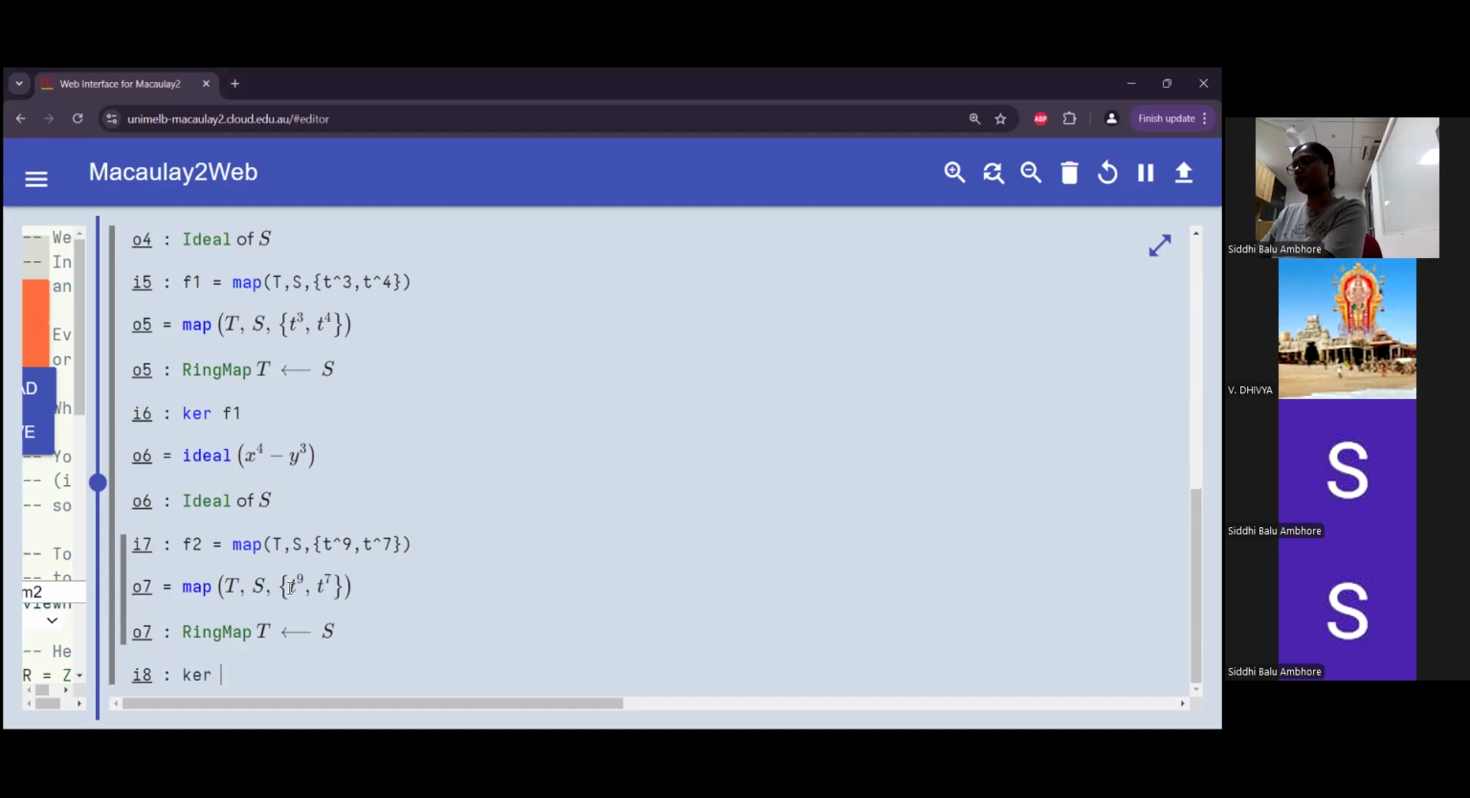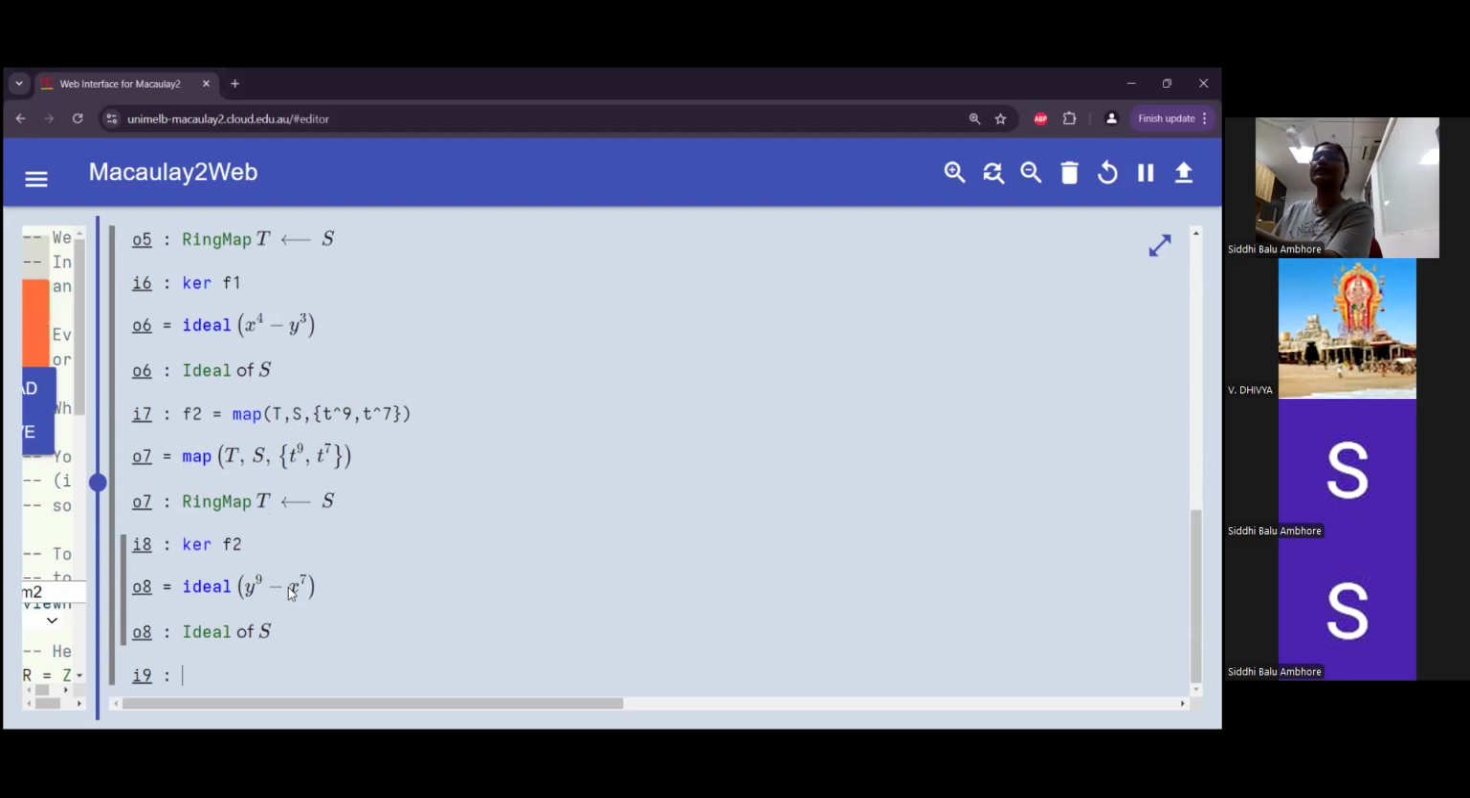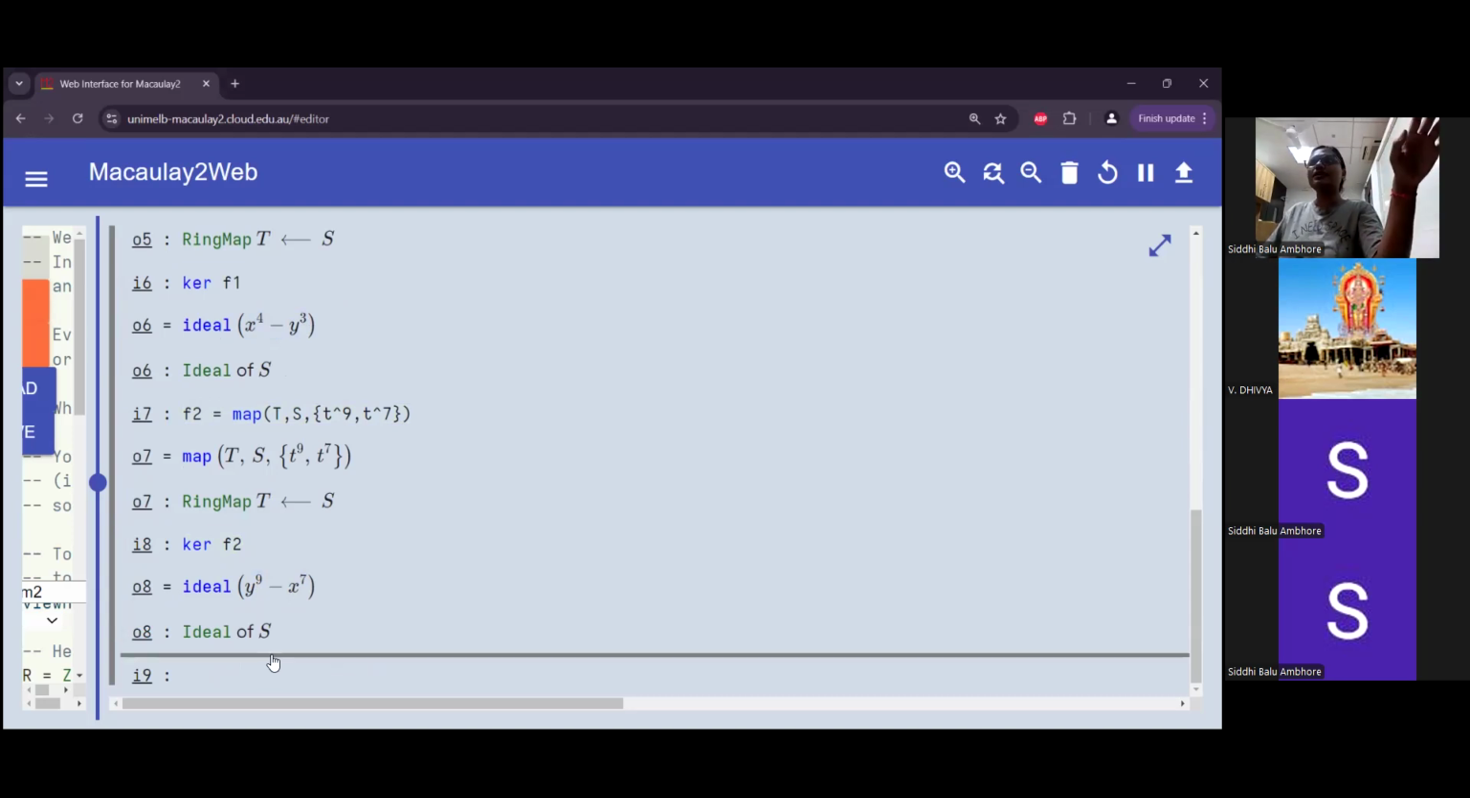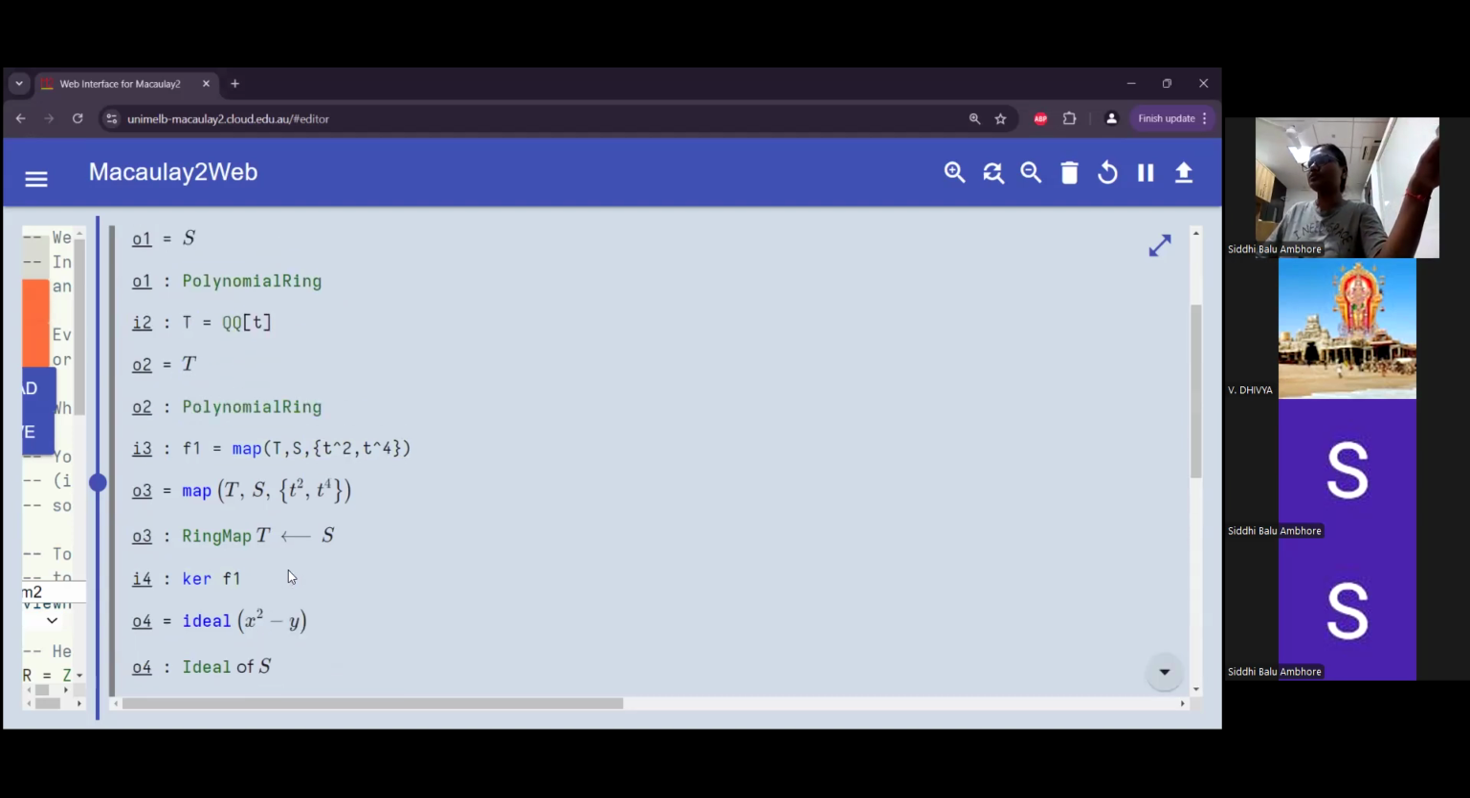Okay. And now the kernel of this f2 is again y power b minus x power a. It just shifts as per the powers. So x power a minus y power b, y power 9 minus x power a. That doesn't matter. But ultimately, we are in a field, and this is minus of that element. So if f generates something, minus f also generates that same ideal. So that's not a problem here.